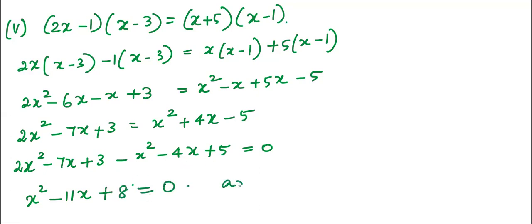Okay, now let's see, compare this one to this one. So ax square plus bx plus c is equal to 0. See what is the highest power of this variable? So the highest power of the variable is 2. So this is also a quadratic equation. Next one, question 6.